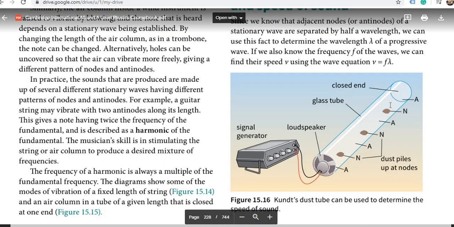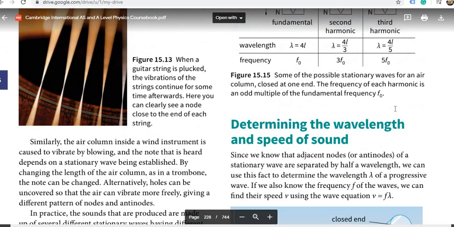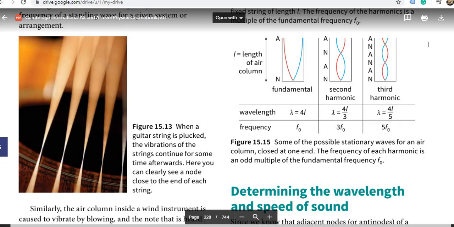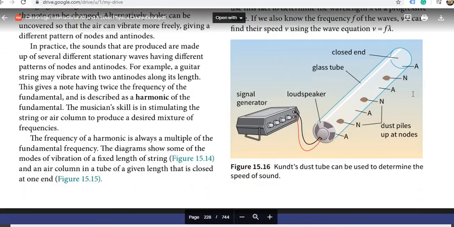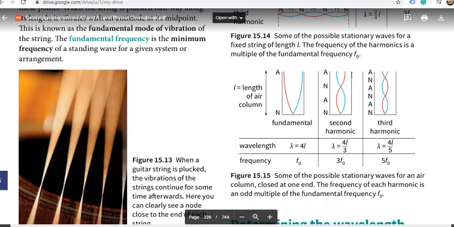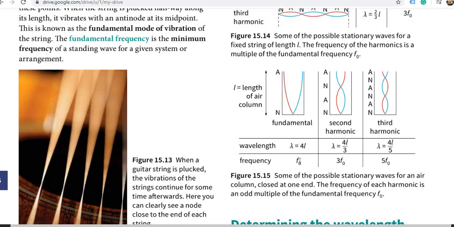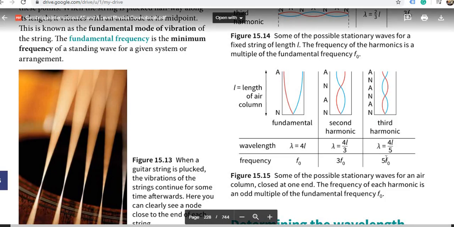So for this, it will be 7 times the fundamental frequency, because you have 1, 2, 3 antinodes in the middle. Here you have only 2. So that means the next one is 3 antinodes in the middle. So what you have to remember here is, if one end is open, one end is closed, the frequencies will be 1 f0, 3 f0, 5 f0, like that.